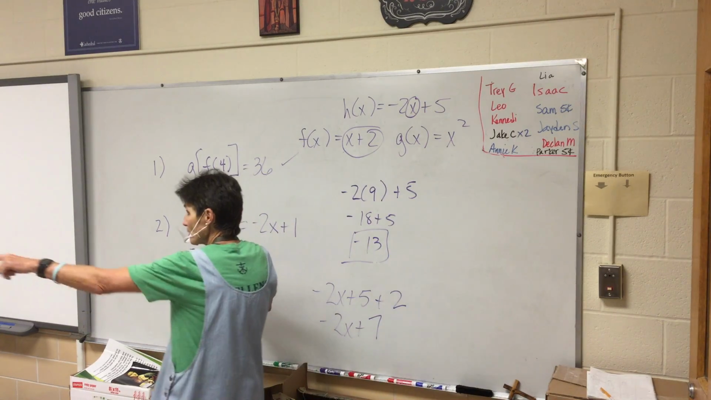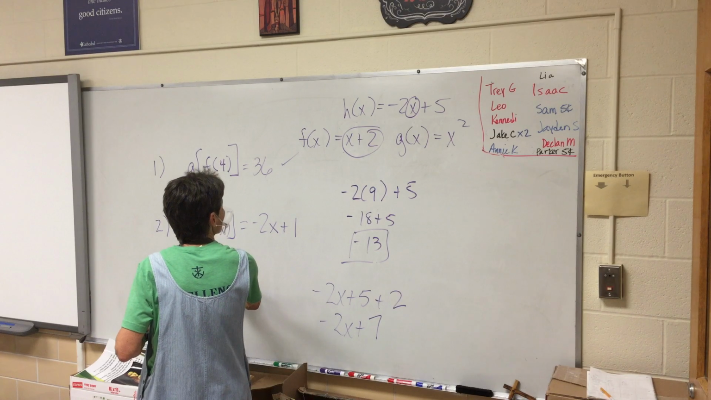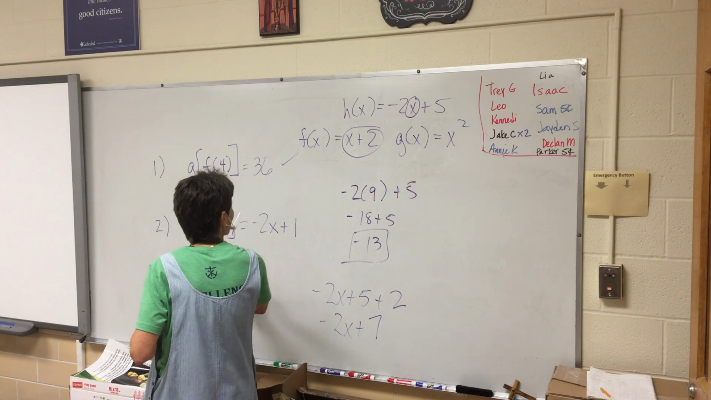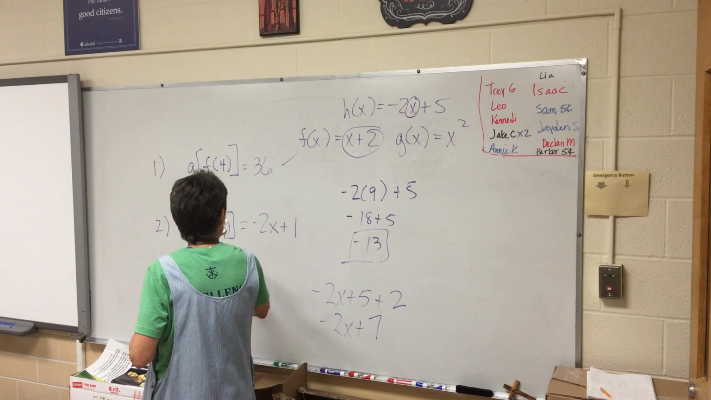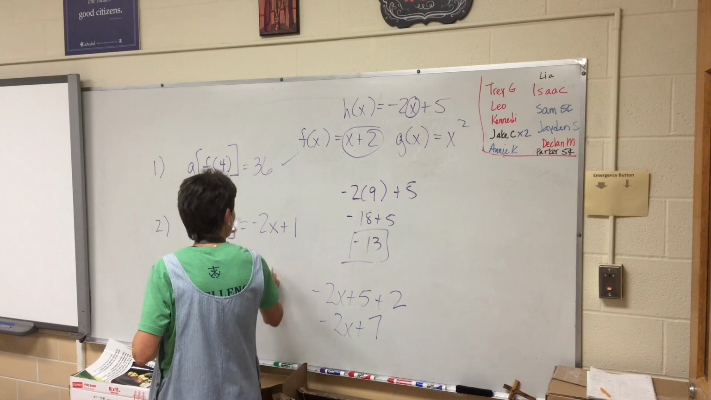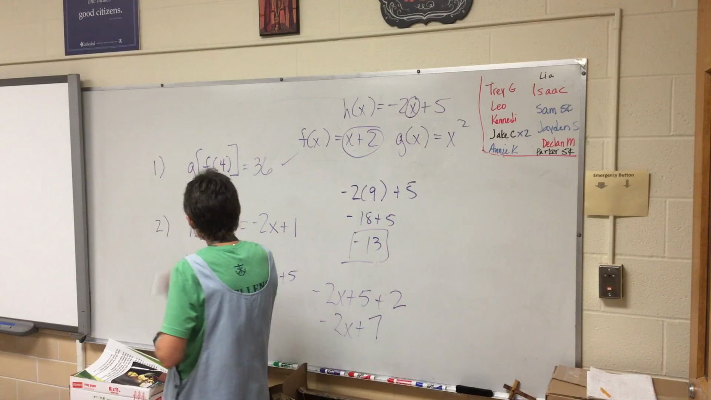So that's what you guys did first, William and Vincent. Negative 2x, or negative 2 times x plus 2 plus 5. Yep, you both got it right. Good job.